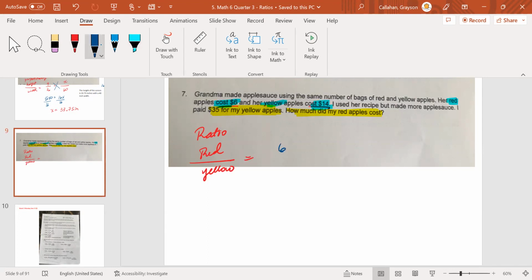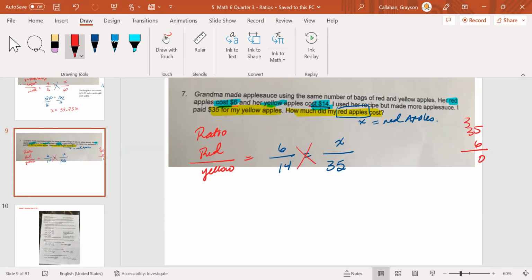So red is 6, yellow is 14 equals $35 for the yellow apple. So 35 goes on the bottom. How much did my red apples cost? So X is going to be your red apples, right? Then we're going to cross multiply. So 35 times 6 is 210 equals 14x. So then you're going to divide 210 by 14.